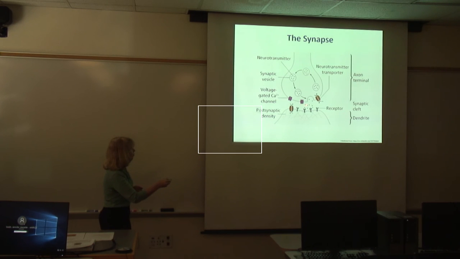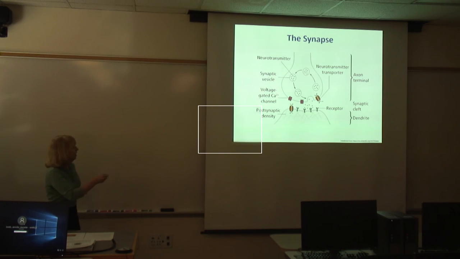Spill its neurotransmitter contents into this gap, and the neurotransmitter will go across the very tiny gap and bond to a receptor on the other side. This is very specific. If this is dopamine, that's a dopamine receptor. If this is serotonin, that's a serotonin receptor.